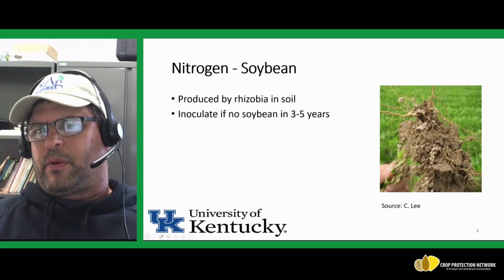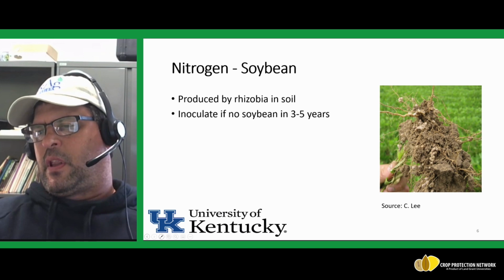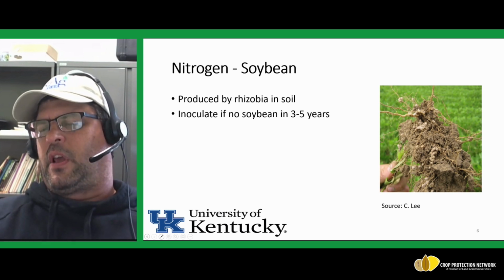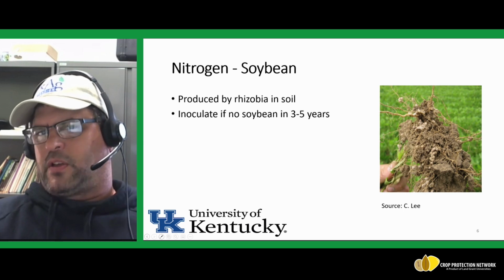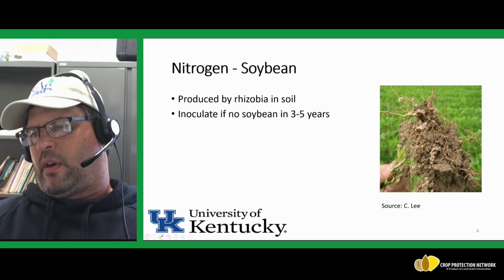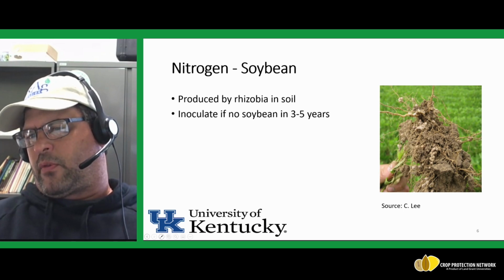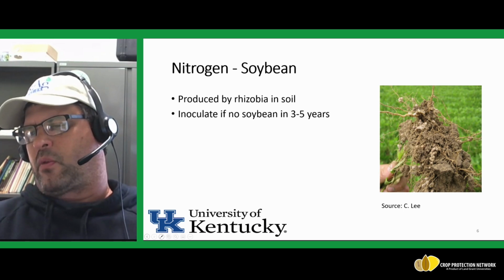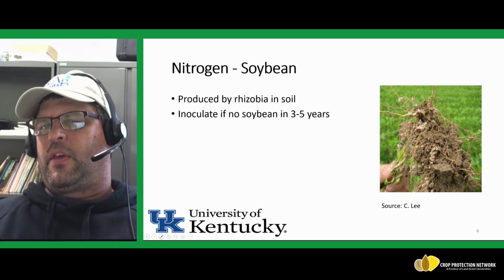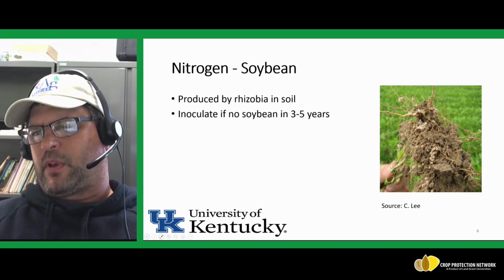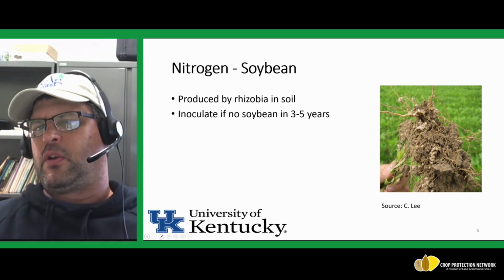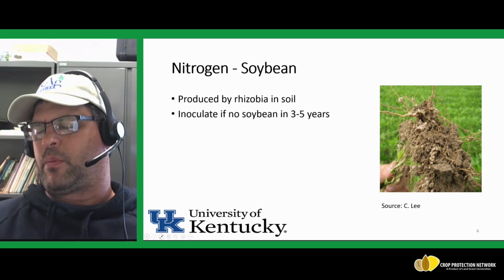Moving on to soybean, nitrogen is typically not needed to be added for soybean production. They have a symbiotic relationship with rhizobia in the soil, and the roots will get infected with this rhizobia. They will make their own nitrogen and share it with the plant. Typically, if you have soybeans, like a corn soybean rotation, you do not need to inoculate that soybean.